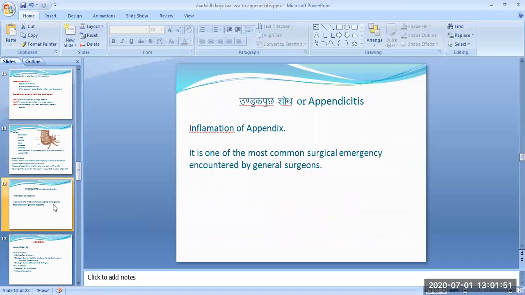Now let's begin with appendicitis. Inflammation of the appendix is one of the most common surgical emergencies encountered by general surgeons.